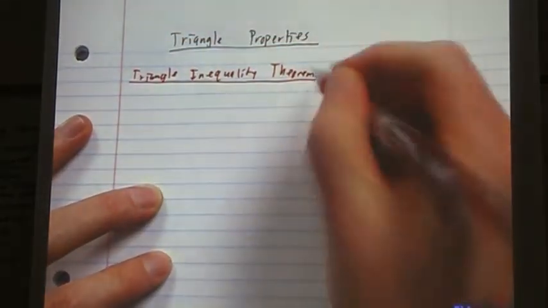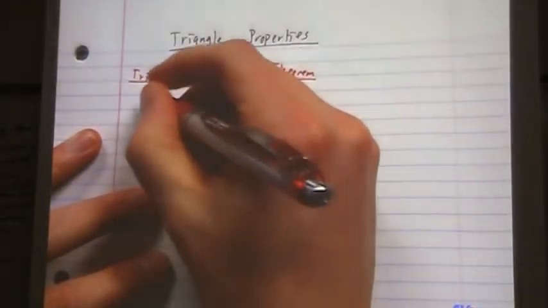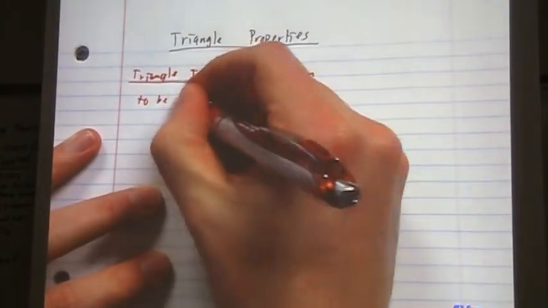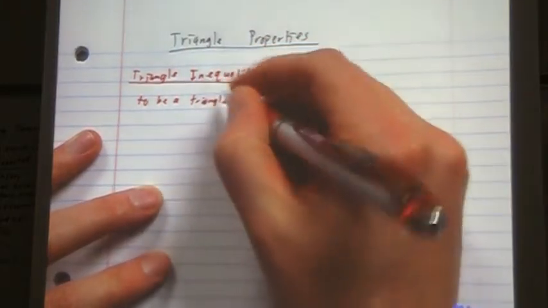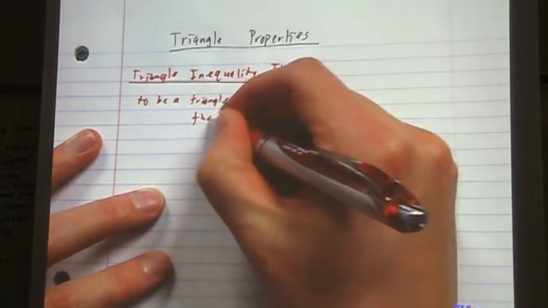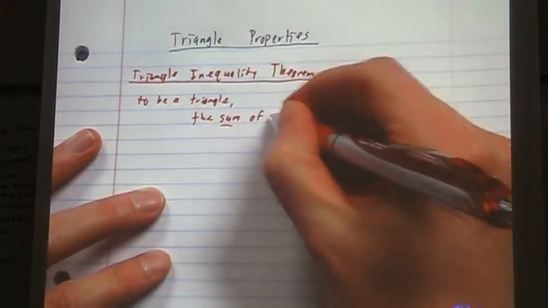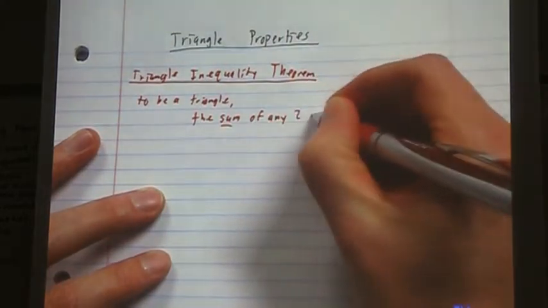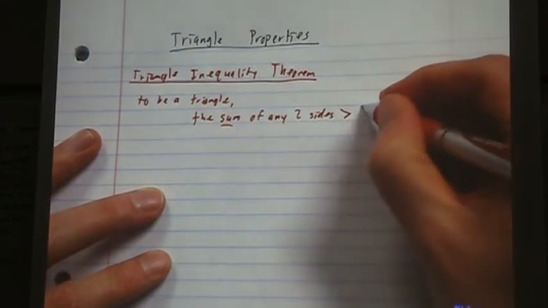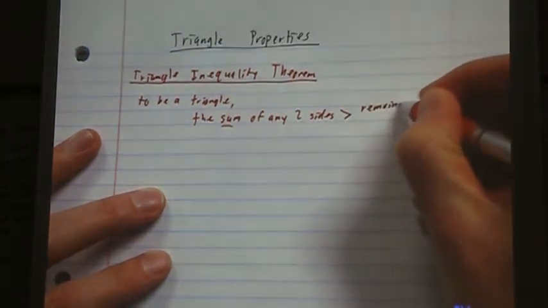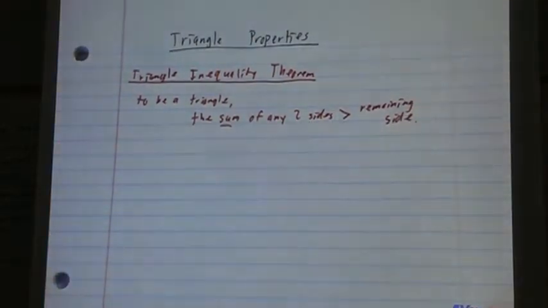And that sounds really complicated, but what it says is to be a triangle, the sum of any two sides must be greater than the remaining side. Okay.